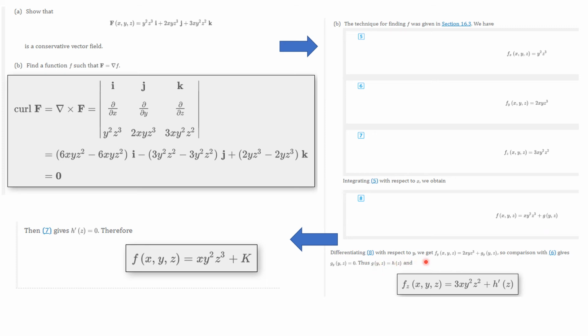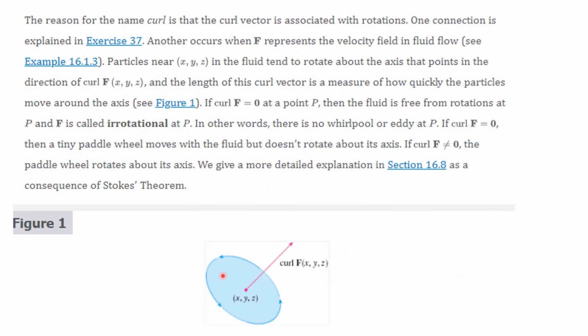So then we can differentiate the partial derivative of this with respect to z, and we get this kind of an expression. But then we compare this to the previous statement up here, and we find out that h prime of z has to equal 0. Therefore, f is equal to this. But this is still a function of y, so the problem continues. And we can solve it that way.